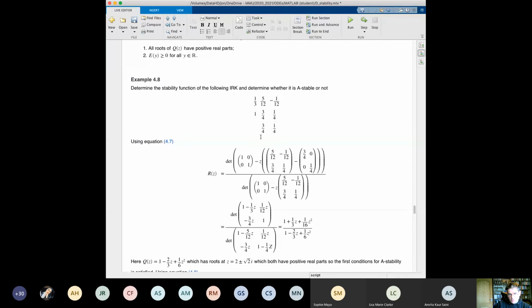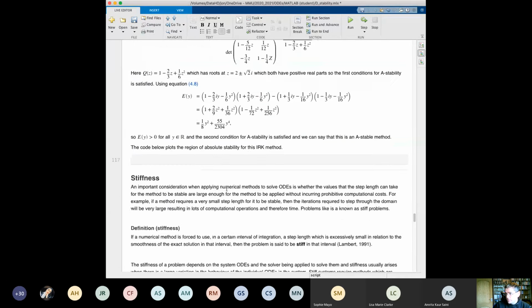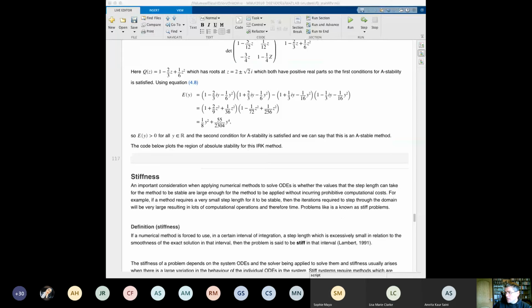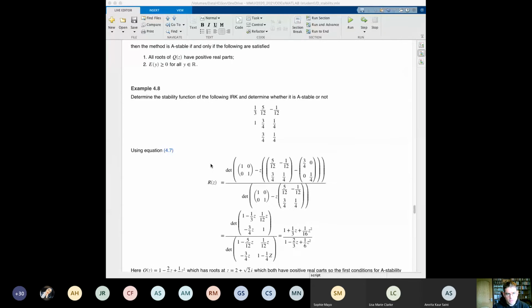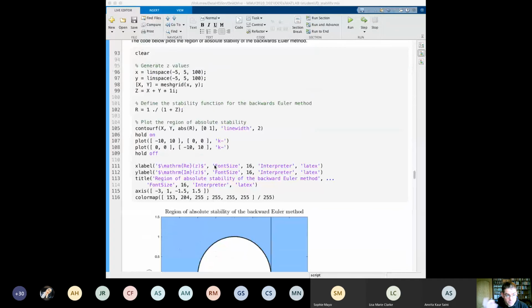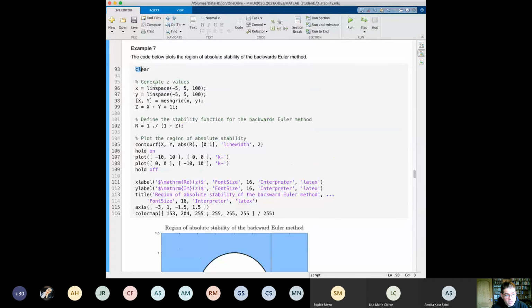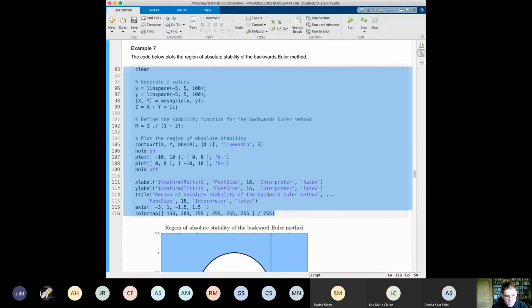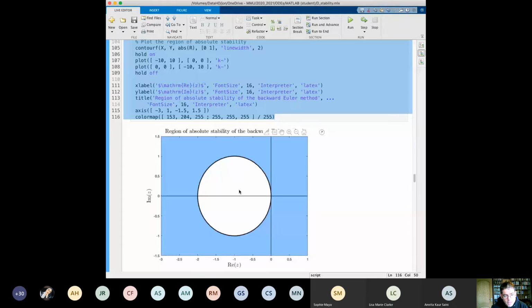And this method in particular is actually a really useful implicit Runge-Kutta method. So I'm going to plot the region of absolute stability for that method now. This is using very similar code to before. Remember what I've said over the last couple of weeks, there's no point redoing something we've already done plenty of times before.